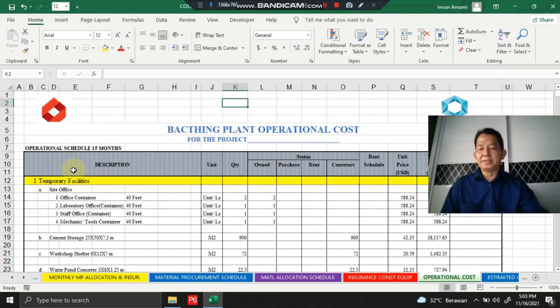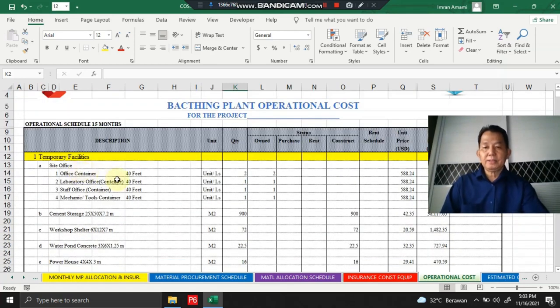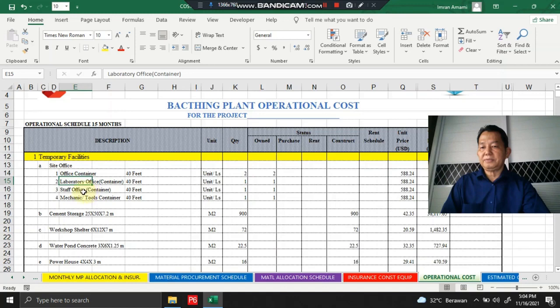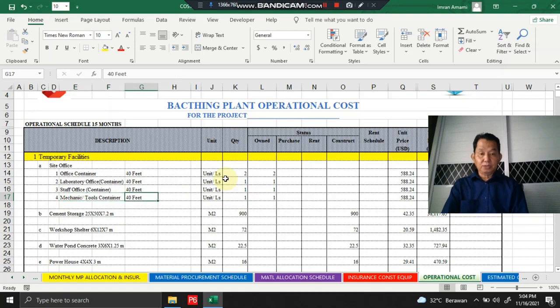starting from temporary facilities. So the kind of construction for the temporary facilities we should calculate here, starting from the site office, containing an office container 40 feet, a laboratory office container 40 feet, a staff office container 40 feet, one unit each, and a mechanic tool container 40 feet, one unit.